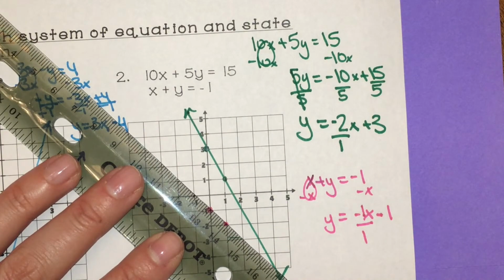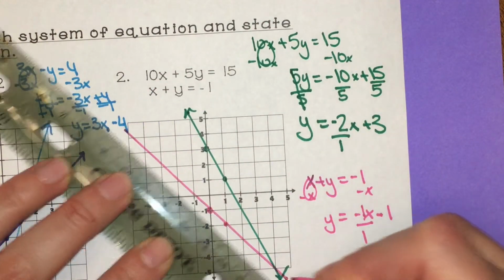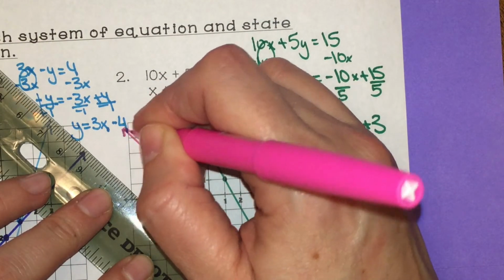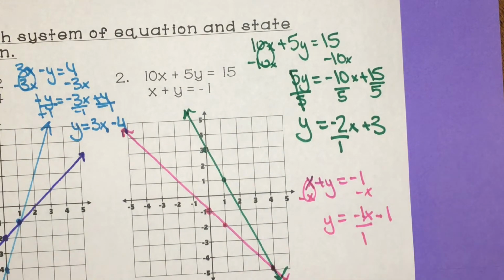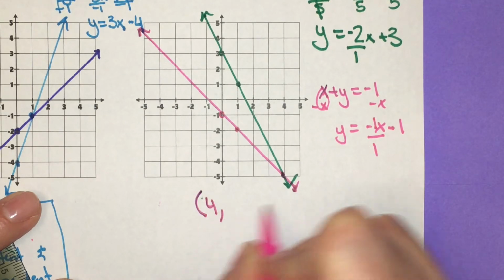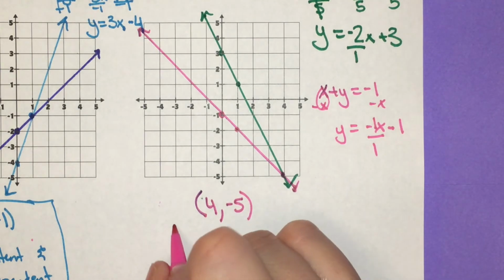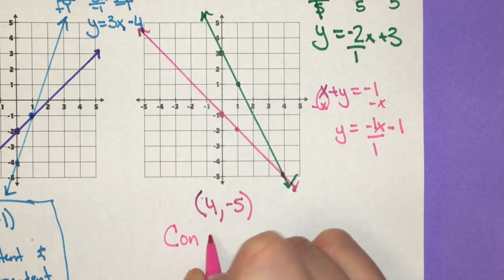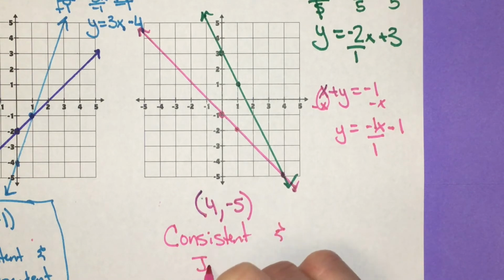Let's see. Here's my graph. And they do intersect down at the bottom here. So my point of intersection, x is 4. Y is negative 5. So there is one solution, and remember, one solution, consistent and independent.